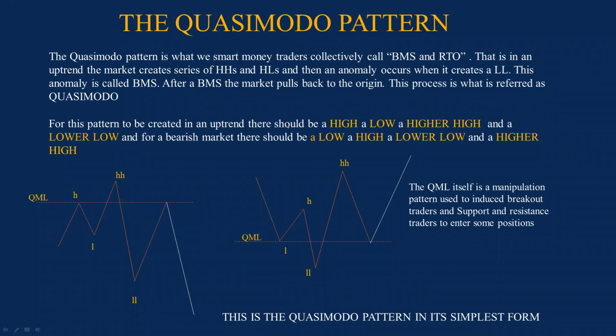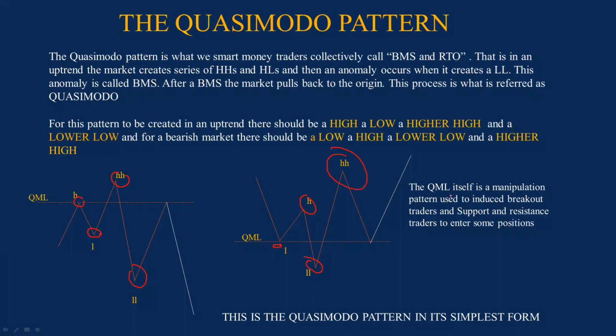After the BMS, the market pulls back to its origin. This process is what is referred to as Quasimodo. For this pattern to be created in an uptrend, there should be a high, a low, a higher high, and then a lower low. We need to have this to have a Quasimodo. For a bearish market, we are going down, so we have a low, a high, a lower low, and the anomaly, which is a higher high.